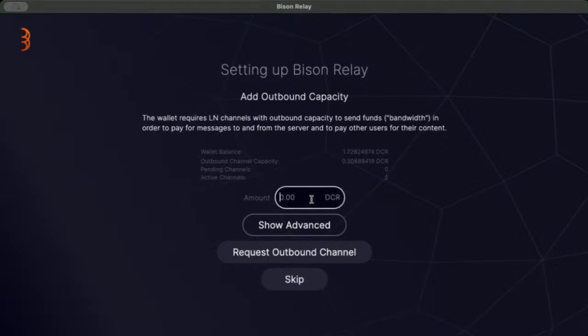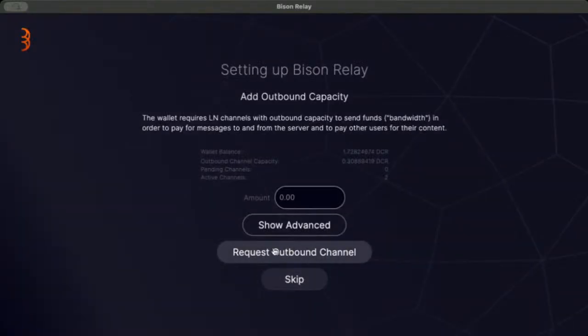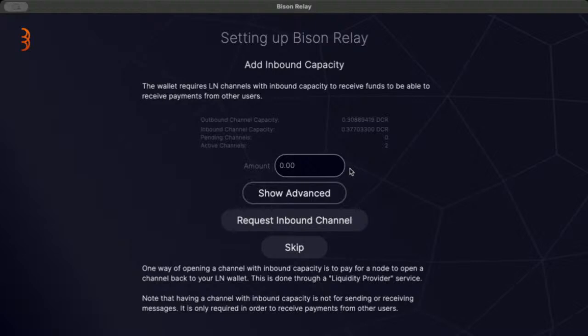You just type in the amount that you want here. So for your outbound, put something like 0.2 in there. And then you can just press request outbound channel. You do have to wait 3 confirmations, so about 15 minutes. Once that completes and it says it's okay, it'll take you back to this screen, and then you can open up your inbound channel and do exactly the same thing again.